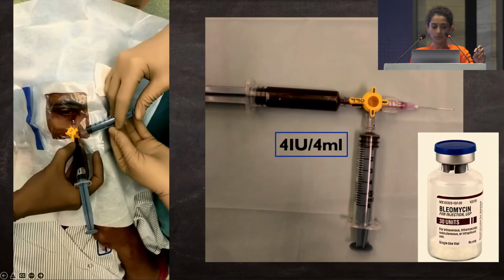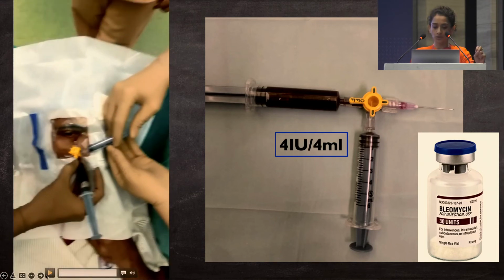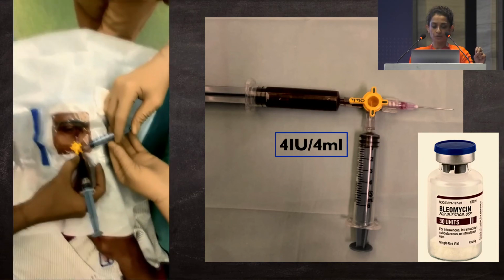I'm going to go quickly through. So this is how I inject bleomycin. There is a three-way valve. I aspirate the blood and then I inject through another port. So this is how we do the procedure.